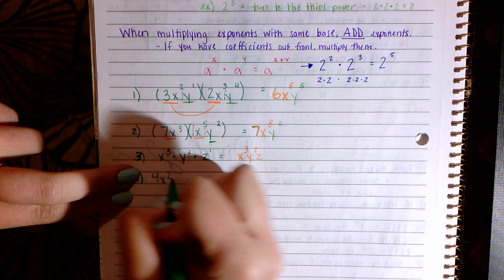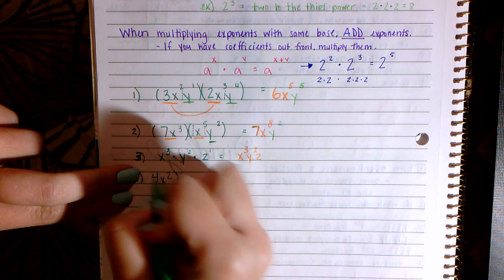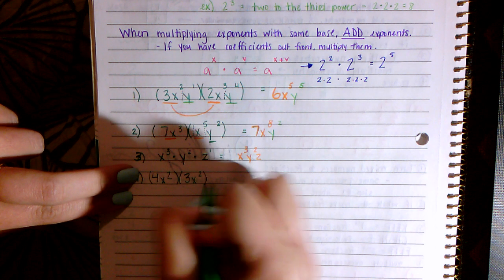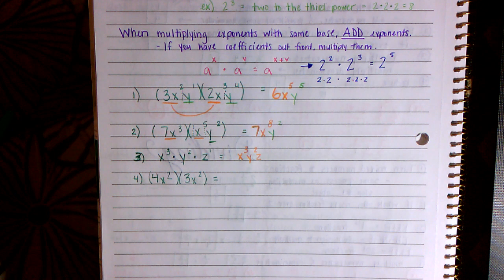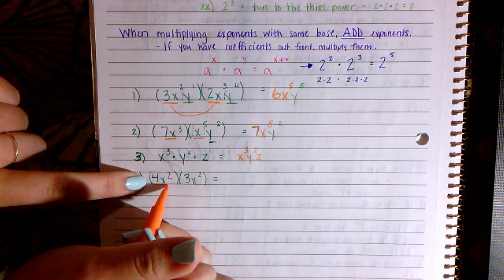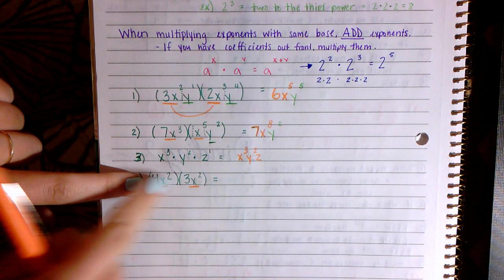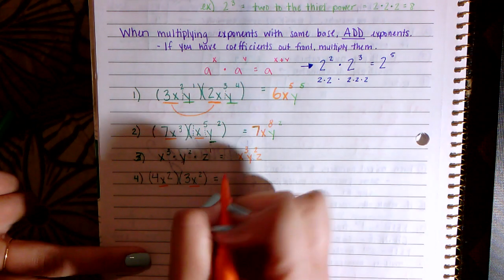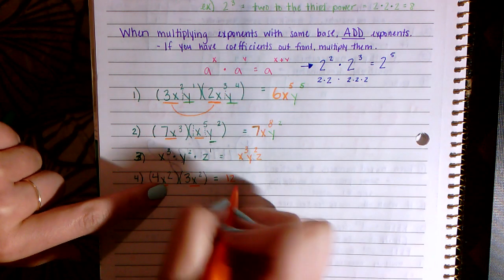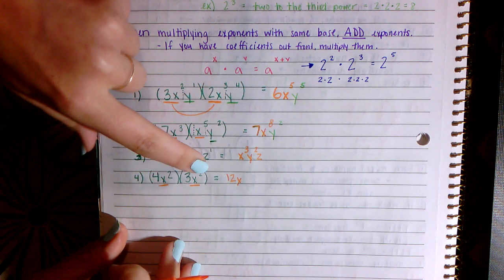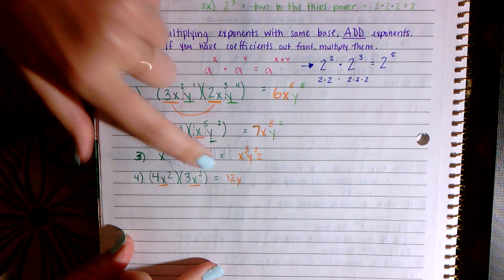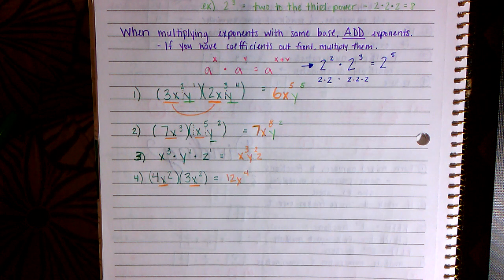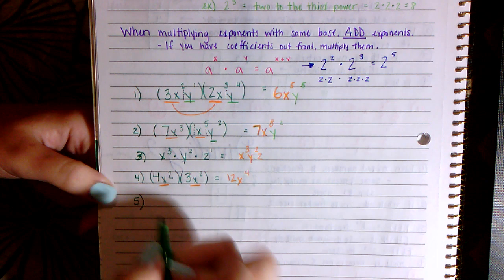4x squared times 3x squared equals. Okay, so in this example, I only have one variable and it's the same in both. So I'm going to multiply these coefficients. If you have coefficients out front, you multiply them, right? So 4 times 3 is 12. Bring my x over that I'm talking about, and I'm just going to combine these exponents by adding them. What's 2 plus 2? 4. 12x to the 4th.